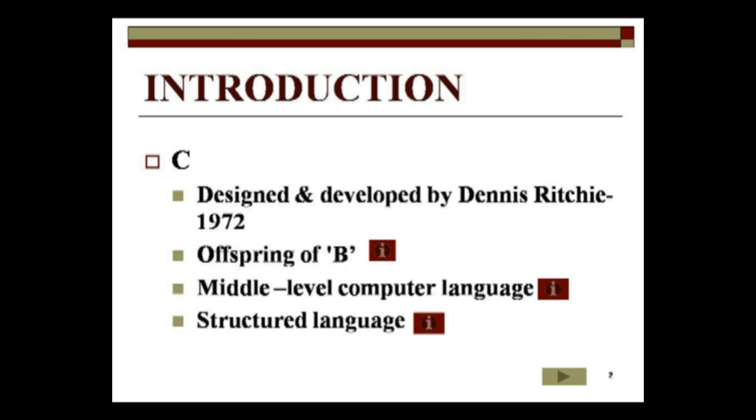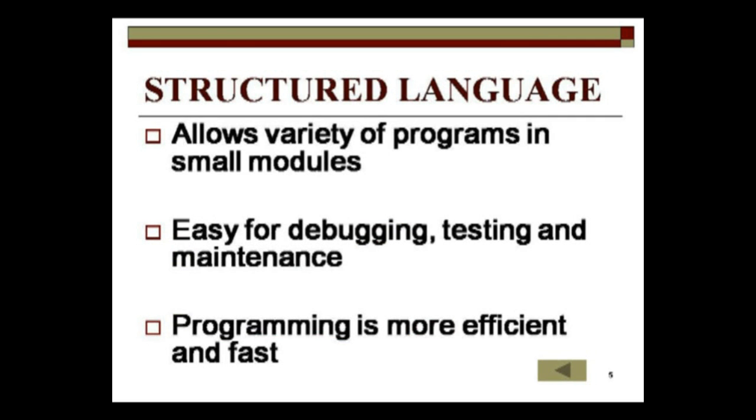Next we say that C is a structured language. So what does this structured language mean? The structured language allows a variety of programs in small modules. A module is nothing but a small set of statements. Now there are two different ways to handle a problem. Either we can solve the entire problem in a series of steps, or we can divide the problem into smaller subtasks, handle each subtask, and when we combine it together we get the final solution. So C prefers to follow the second approach.